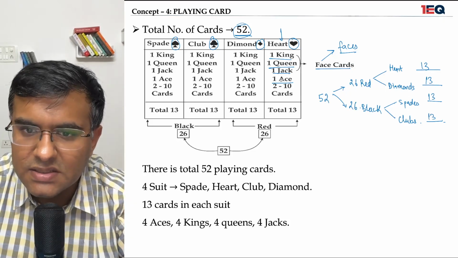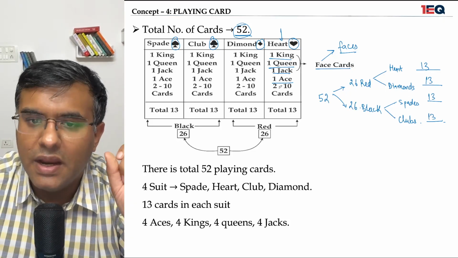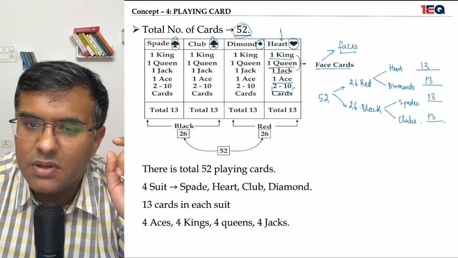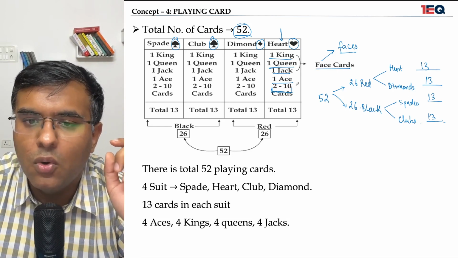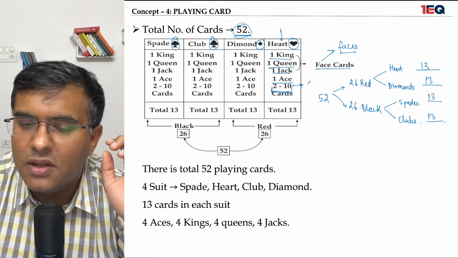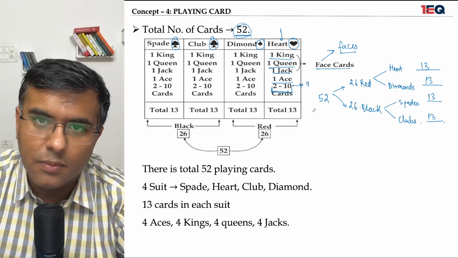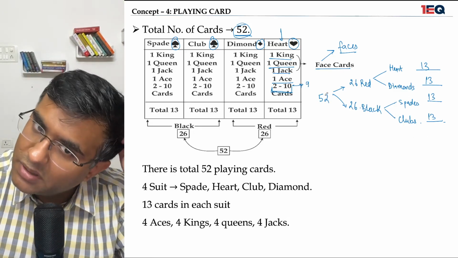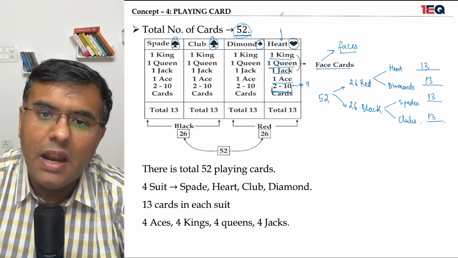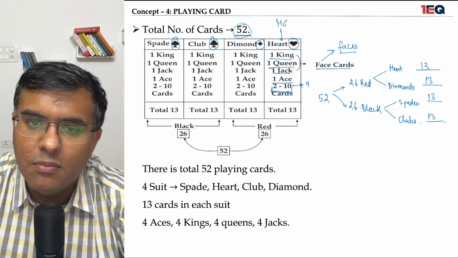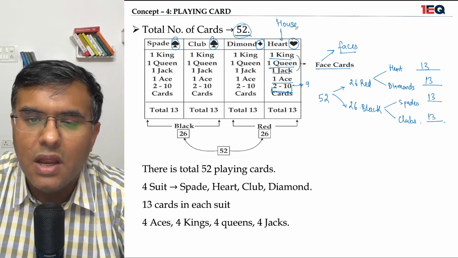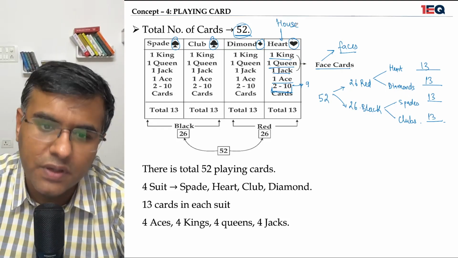Then there is an ace, which is the first card, and then there are number cards. The number cards start from 2 and go up till 10. The number cards are 9 in number. Remember that the number cards are 9 in number, and this is the same across all the houses, and we are talking about one house right now.